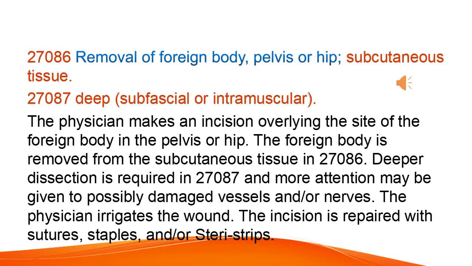Removal of foreign body, pelvis, or hip, subcutaneous tissue. Deep, subfascial or intramuscular. The physician makes an incision overlying the site of the foreign body in the pelvis or hip. The foreign body is removed from the subcutaneous tissue. Code 27086. Deeper dissection is required. Code 27087, and more attention may be given to possibly damaged vessels and/or nerves. The physician irrigates the wound. The incision is repaired with sutures, staples, and/or Steri-Strips.